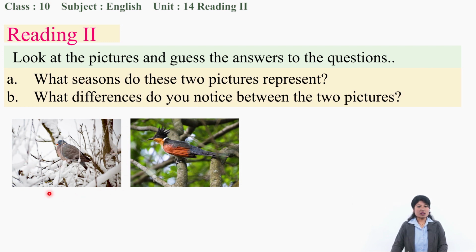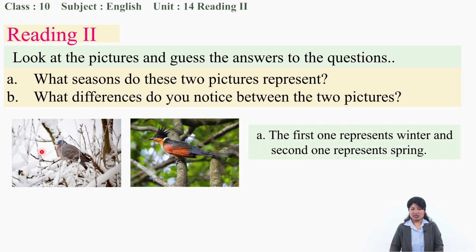Let's talk about the first picture. Which season is it? How does it look? Bare, right? No colors, white everywhere. It means it must be snow, right? A bird is there and looks very passive. The bird looks very passive. So what do you think? Which season is it? Okay, yes, the first picture represents winter, and the second one is spring.